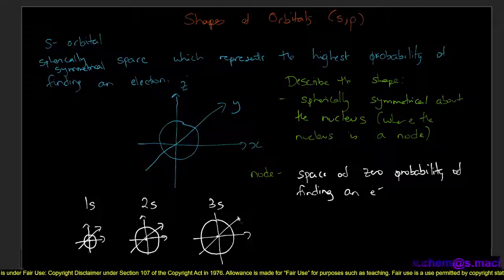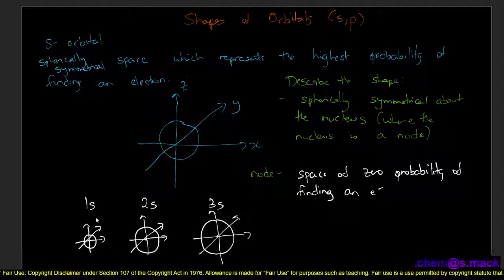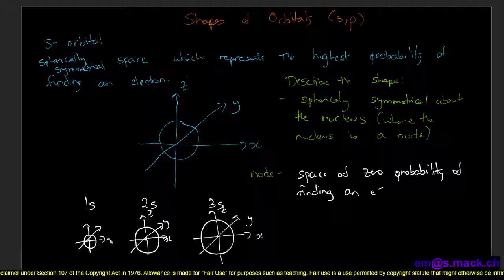Right? I draw in my axes in my diagram as well. So these are the basic shapes of 1s, 2s, and 3s s orbitals, where we see an increasing region of space to find an electron in a higher energy level.